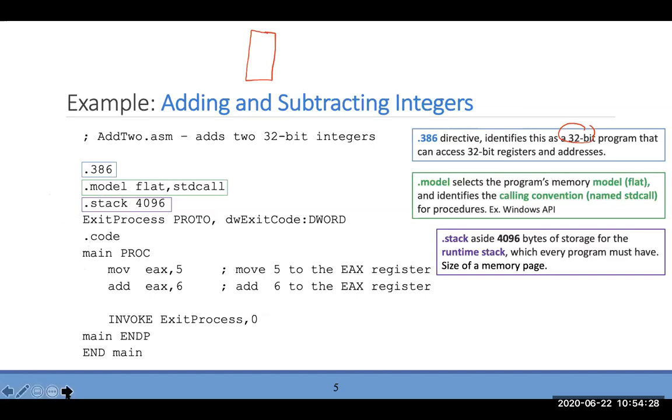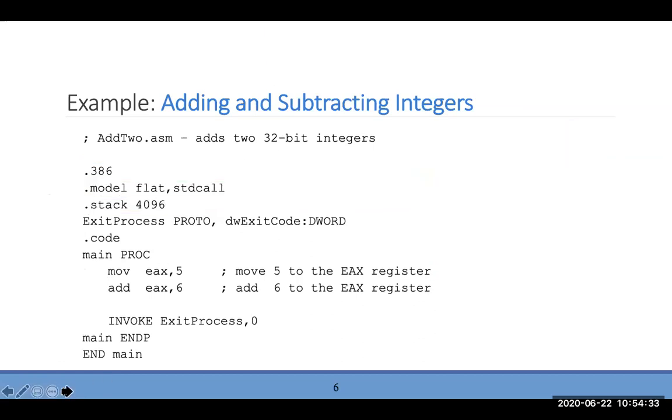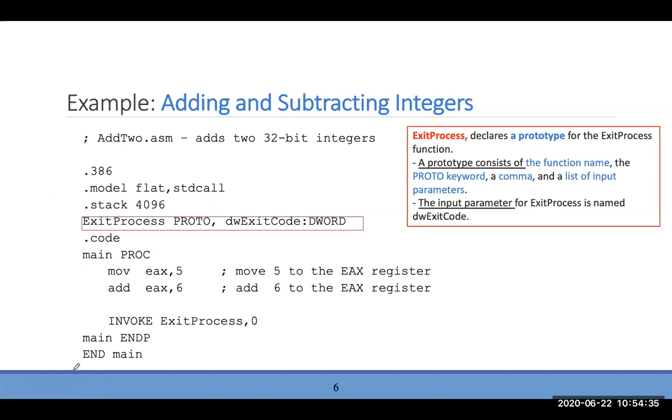Okay, we're going to compare this with the 64-bit program. All right, and then now we're going to have the exit process. So this is the way you're going to kill the program.